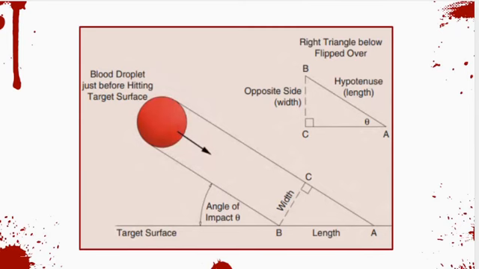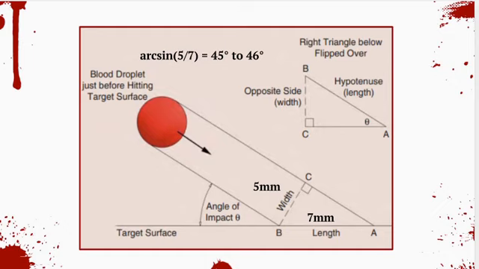Since we are calling this the right angle, the length of the blood drop is the hypotenuse, and the width of the blood drop is the opposite side of the angle. From here, we can use the inverse of sine to find the angle theta, our impact angle. For demonstration purposes, let's say that the width is 5 millimeters and the length is 7 millimeters. The inverse of sine of 5 divided by 7 is between 45 and 46 degrees. This is considered our impact angle.